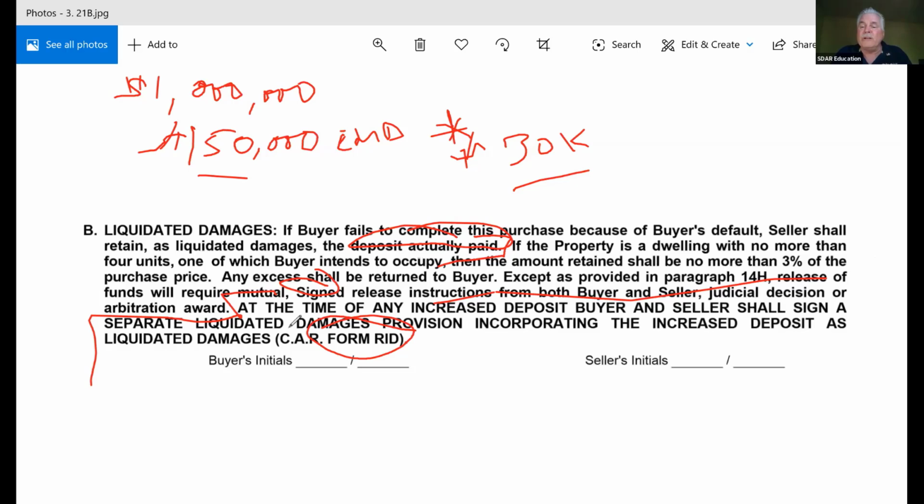That's why we wrote in this paragraph, so that everybody understood that increased deposit, whatever it is at whatever time that comes in, is not covered by liquidated damages unless you use that form. Okay. All right, so I want to get to your questions, but first I want to pull up the form real quick to show you what I'm talking about.